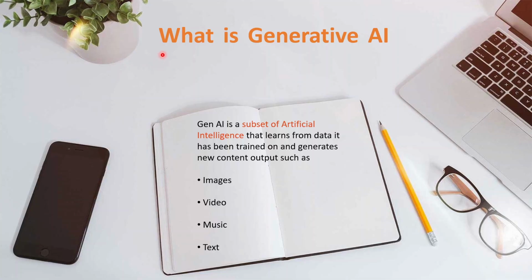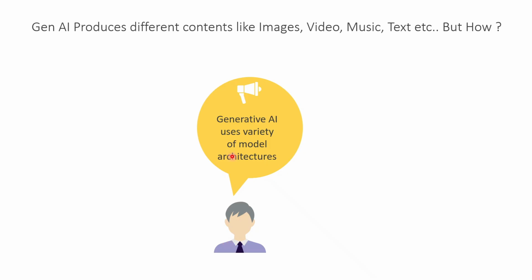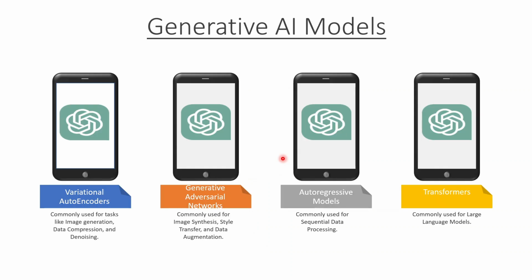Let's start. What is generative AI? Gen AI is a subset of artificial intelligence that learns from data it has been trained on and generates new content output such as images, video, music, text, etc. Gen AI produces different contents like images, video, music, text, etc. But how? The answer is Gen AI uses a variety of model architectures. Let's discuss them. Although there are multiple, we'll limit our discussion to these four major model architectures.